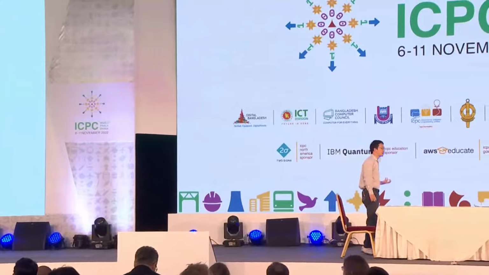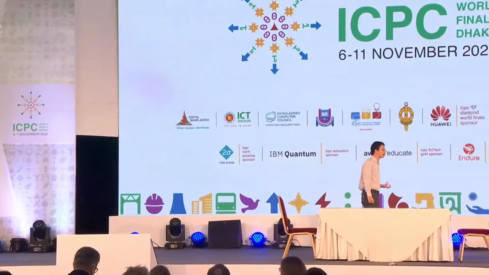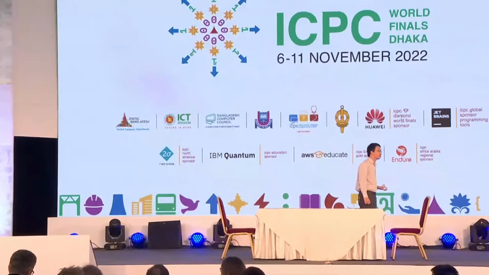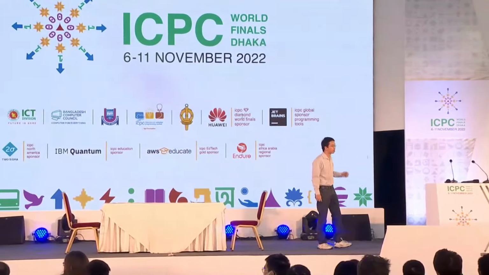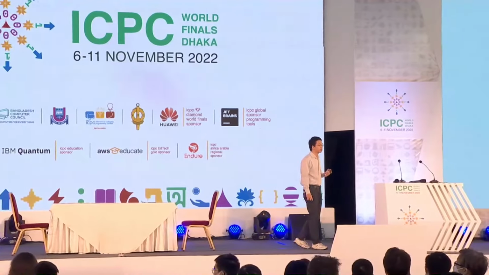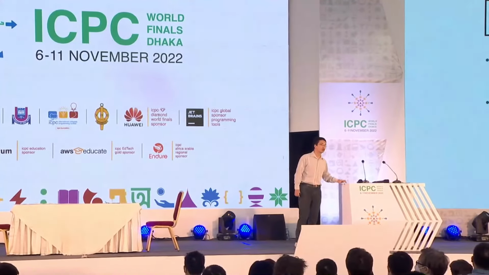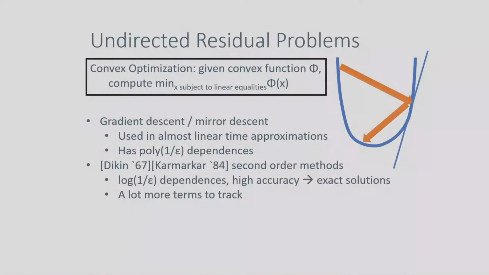Convex optimization is: I have a convex function, I want to minimize it. There are several ways you can do convex optimization. Those who have dabbled in machine learning probably know gradient descent, right? You just take the gradient, walk in that direction, and keep on going. The guarantees of gradient descent aren't as good, in that to produce an epsilon approximate solution, they need something like poly 1 over epsilon iterations.